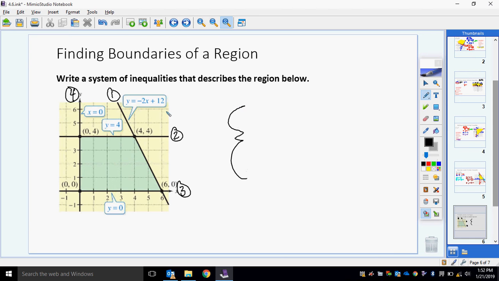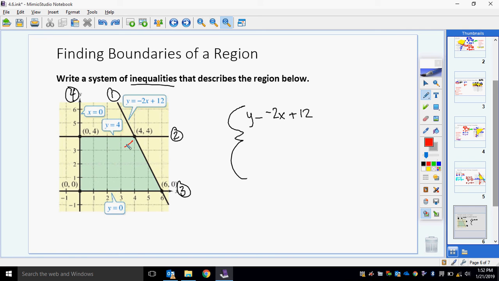All right, let's start with the first one, this diagonal slanted line here. It says y equals negative 2x plus 12. Well, I know since it's inequalities, I'm not going to write equal, but it's going to be that same line. It still has a slope of negative 2 and a y-intercept of 12. I just need to figure out what symbol goes here. Well, it's a solid line, so I know it's an or equal to. And now I just need to decide what shading, is it going to be greater than, or is it going to be less than that line?